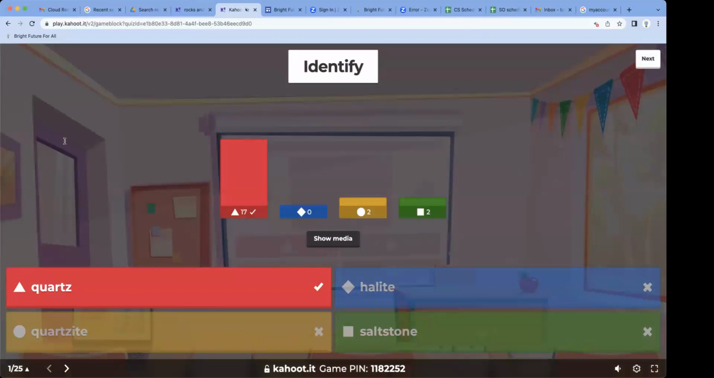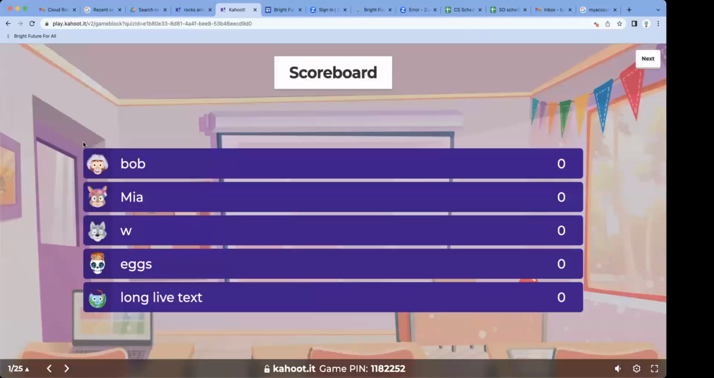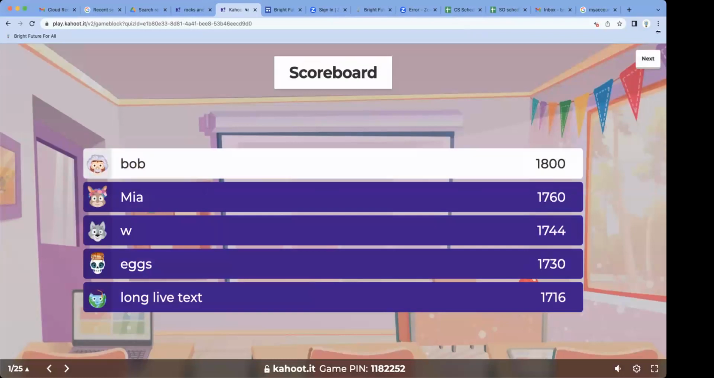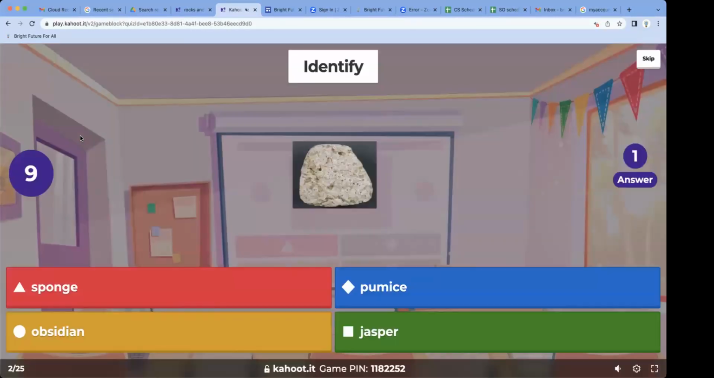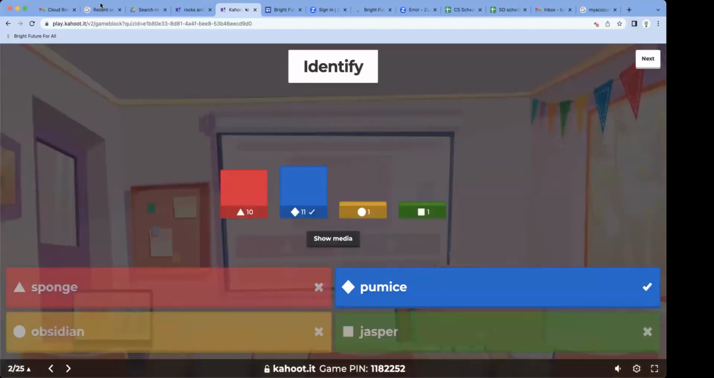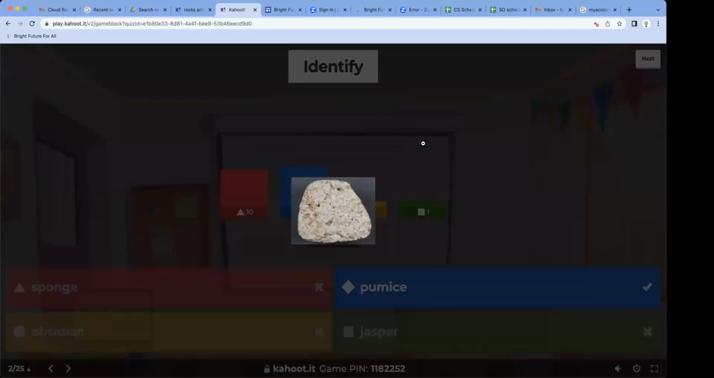Okay, yeah, so that was quartz. It's pretty obvious, I guess. Identify. Yeah, so a sponge is not a rock, and it's pumice because it has a lot of holes in it. Okay, next question.